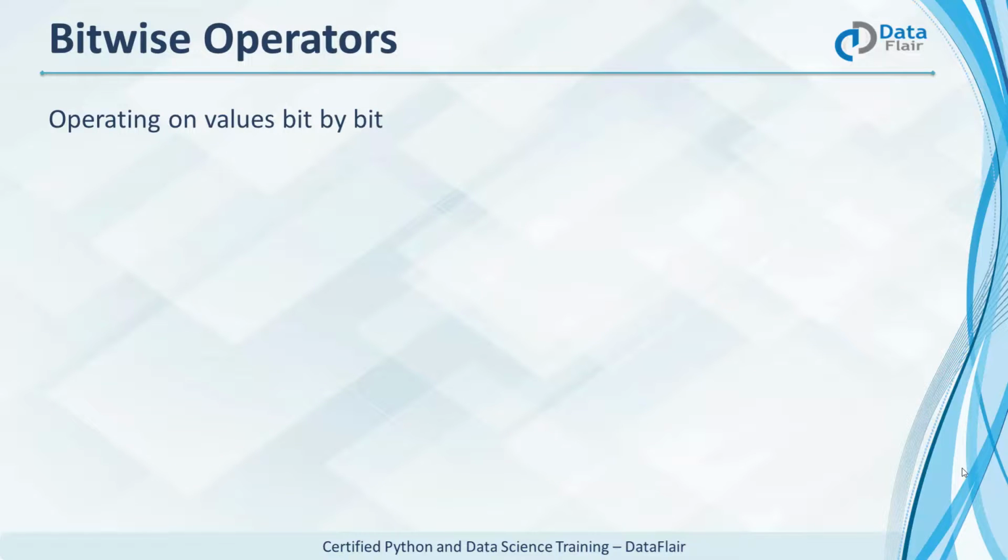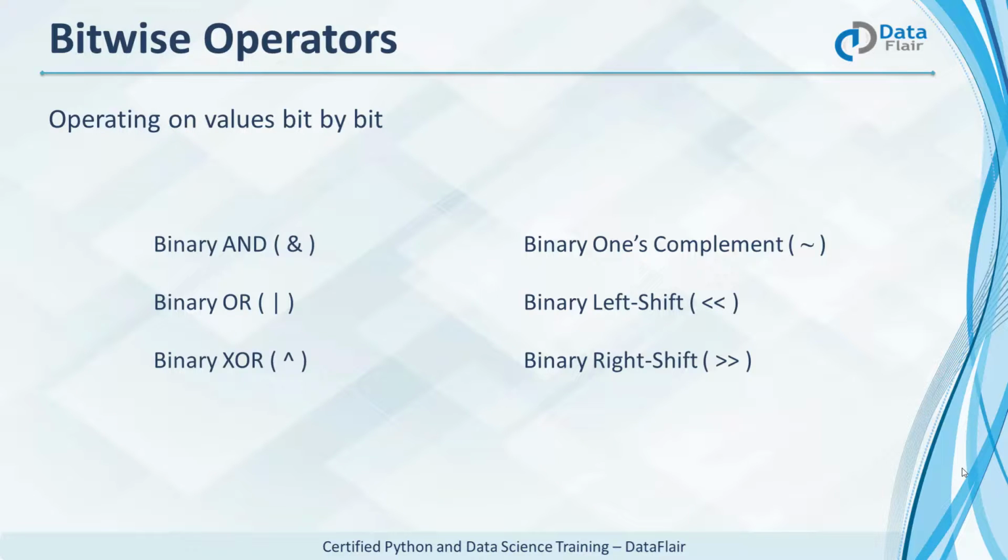Finally, bitwise operators are the ones that operate bit by bit. We have 6 of these: binary AND, binary OR, binary XOR, binary ones complement, binary left shift, and binary right shift.